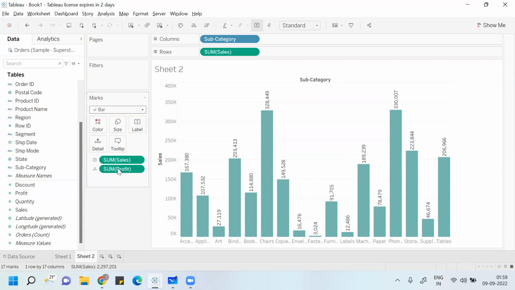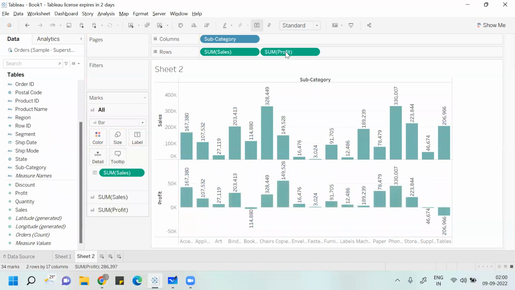So what I can do is drag the profit here. If I drag the profit here as such, I cannot see any change. So let me put this profit under row. So here I can easily see the different subcategories. I can see the sales. I can see the profit.